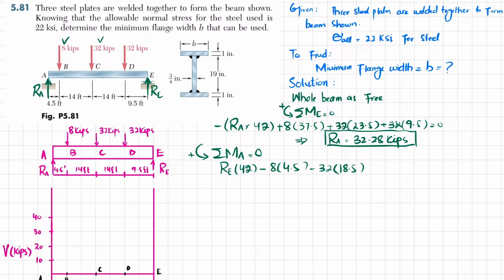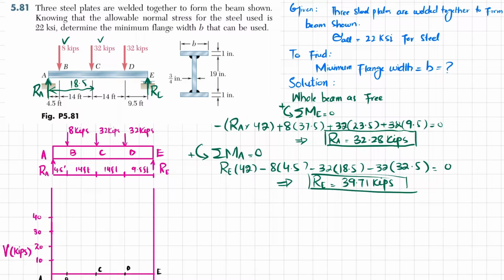18.5, from this to this distance is 18.5. Clear? And the last one is minus 32 into perpendicular distance, which is 32.5. So their sum must be equal to 0. So from here you will get RE equal to 39.71 kips. Now you have both the values of RA and RE.